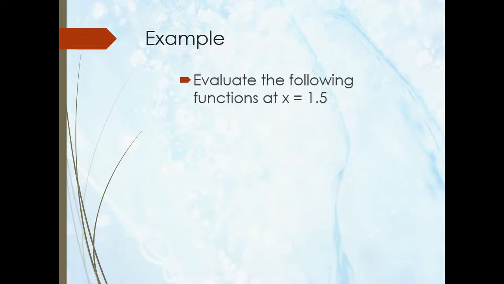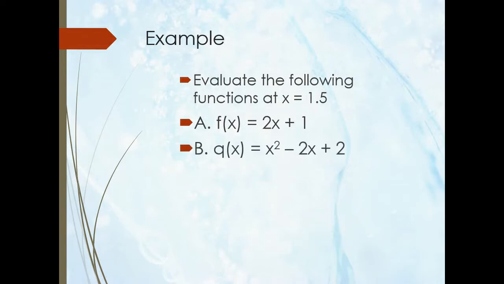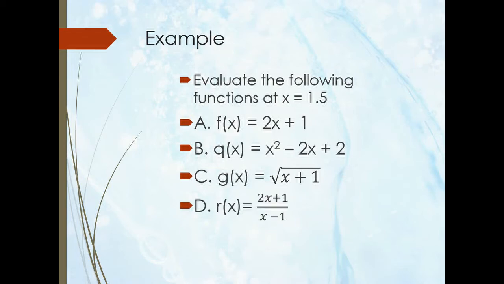Example: evaluate the following functions at x is equal to 1.5. A. f of x is equal to 2x plus 1. B. q of x is equal to x squared minus 2x plus 2. C. g of x is equal to square root of x plus 1. D. r of x is equal to 2x plus 1 over x minus 1.